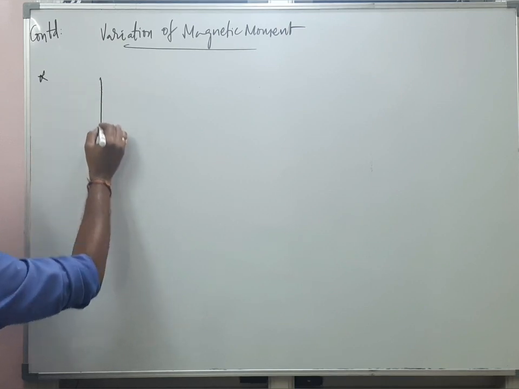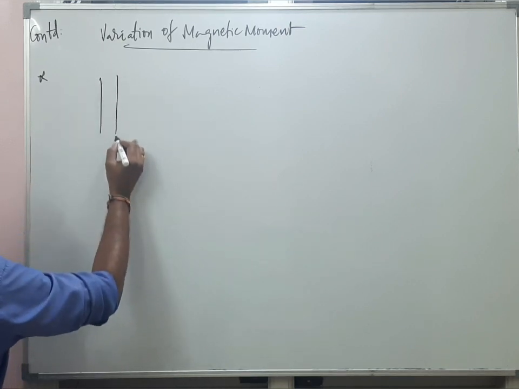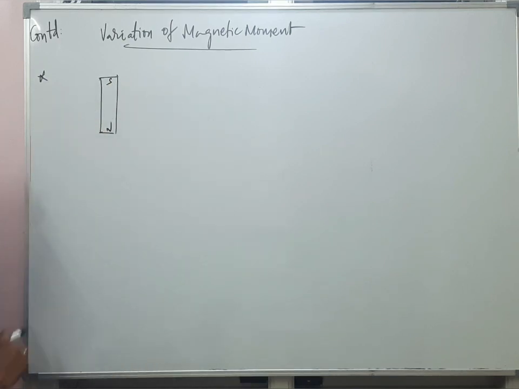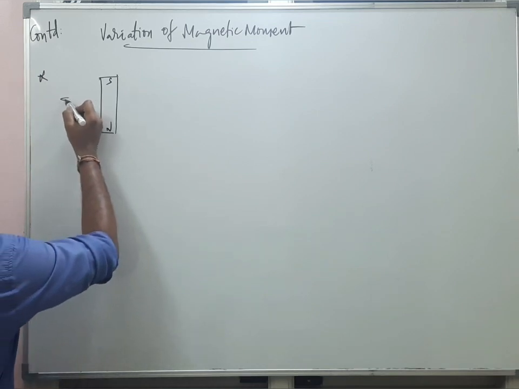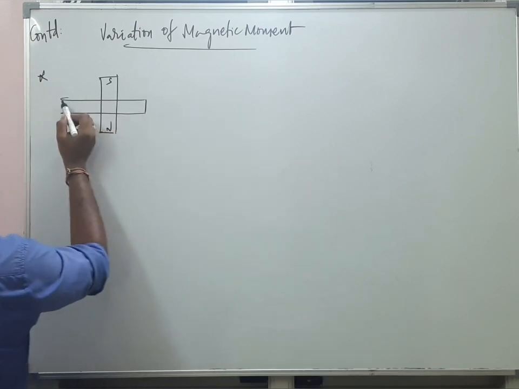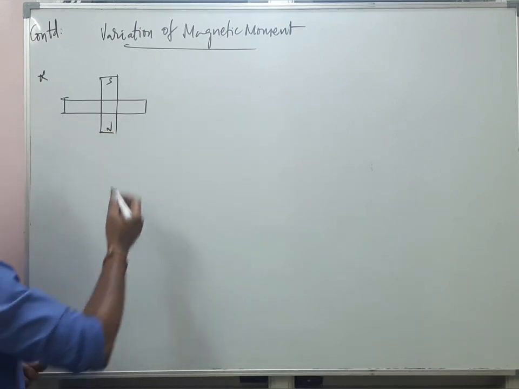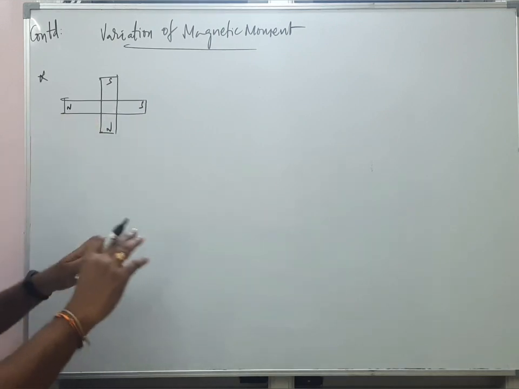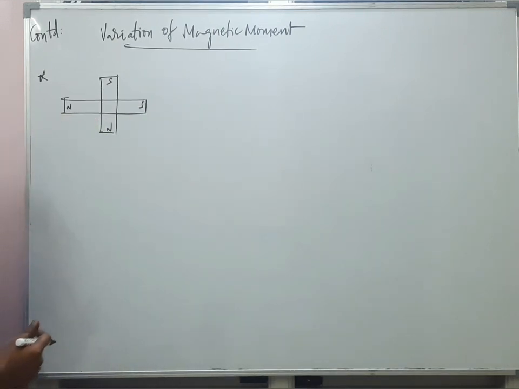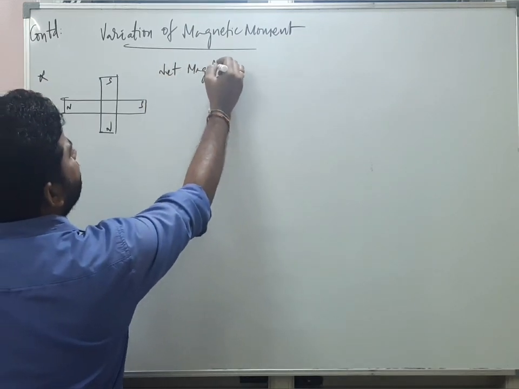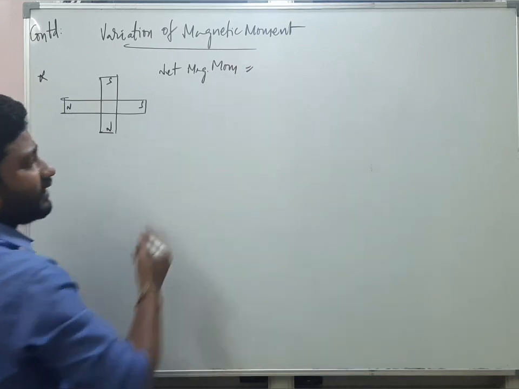If there is a magnet with south pole and north pole placed like this, and there is another magnet with north pole and south pole placed in this way. You can see here south and north. What is the net magnetic moment of this combination? The question is, what is the net magnetic moment of this condition?